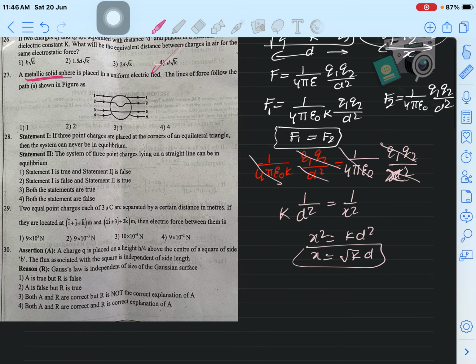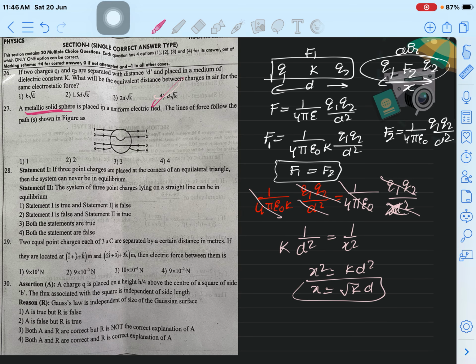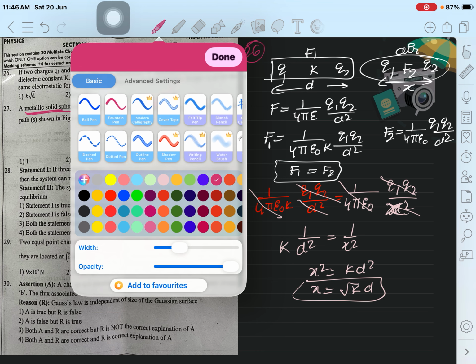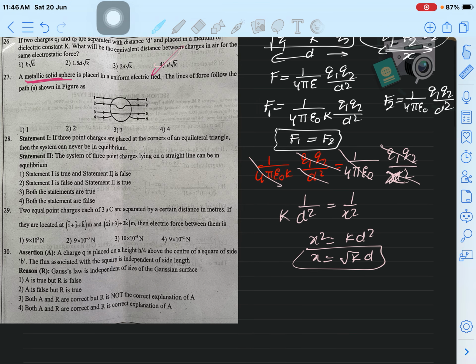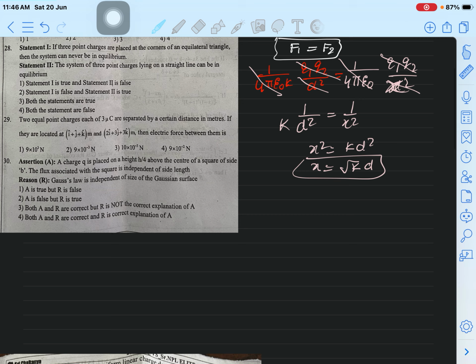Okay, now come to the 29th one. That was the 26th one. Now we will discuss the 29th, which is about two equal point charges of 3 microcoulomb each. The two equal charges are separated by a distance in meters. Their position vectors are given: the first charge is located at i + j + k, and the second charge is located at 2i + 3j + 3k.